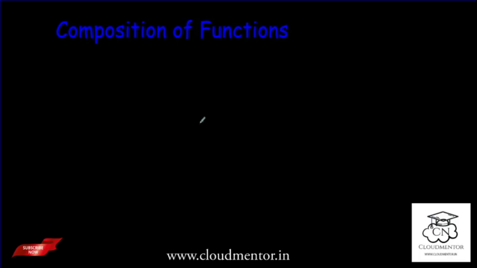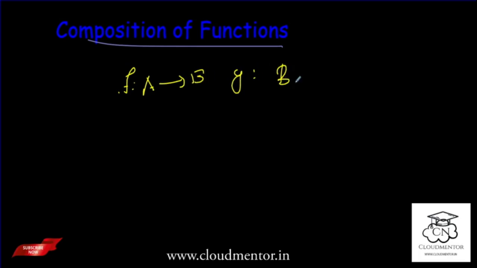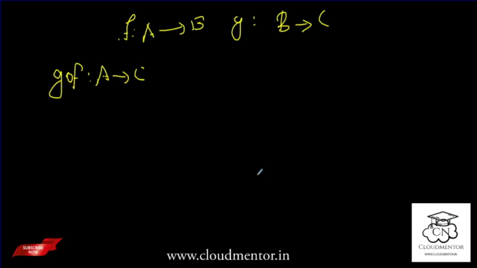And moving to the next topic, that is composition of functions. Let A, B and C be three non-empty sets. Let f from A to B and g from B to C be two mappings or functions. Then g composition f from A to C is called the product or composite of f and g, given by, you can show that by a diagram.